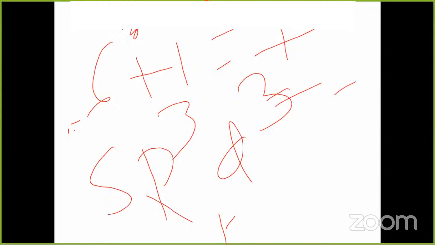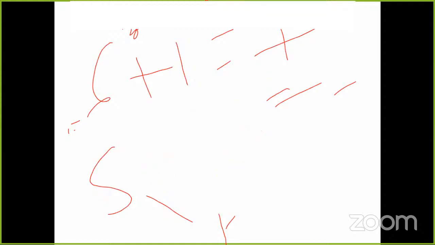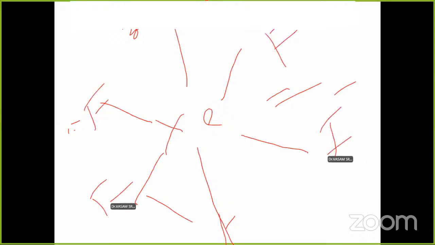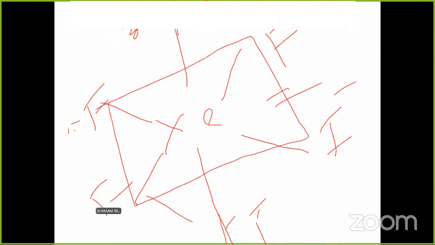sp3d3. The sp3d3 standard geometry is pentagonal bipyramidal. Let's see what the diagram looks like. This is xenon, 1 2 3 4 5 6, like this. So this is fluorine, fluorine, fluorine, fluorine, fluorine, fluorine.